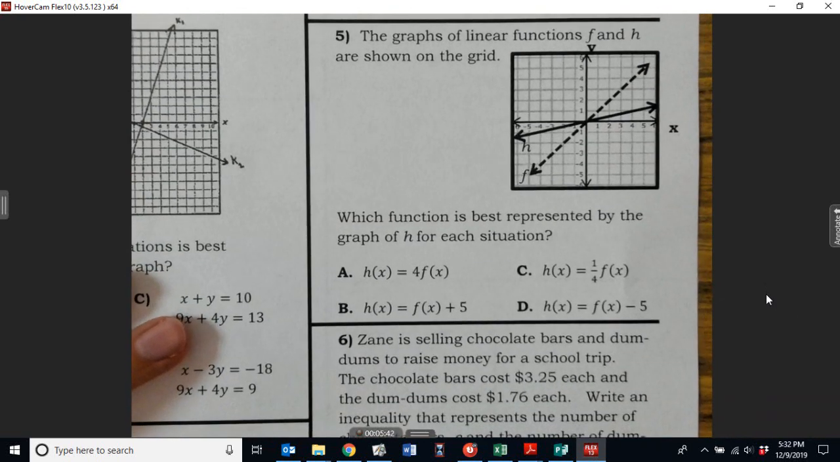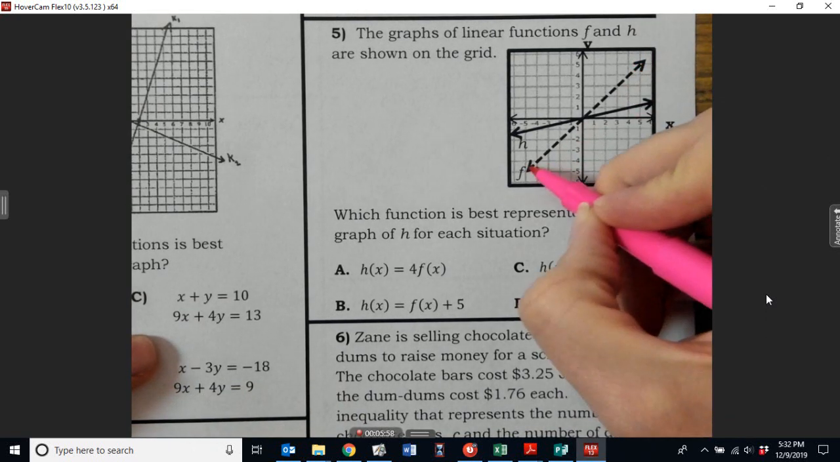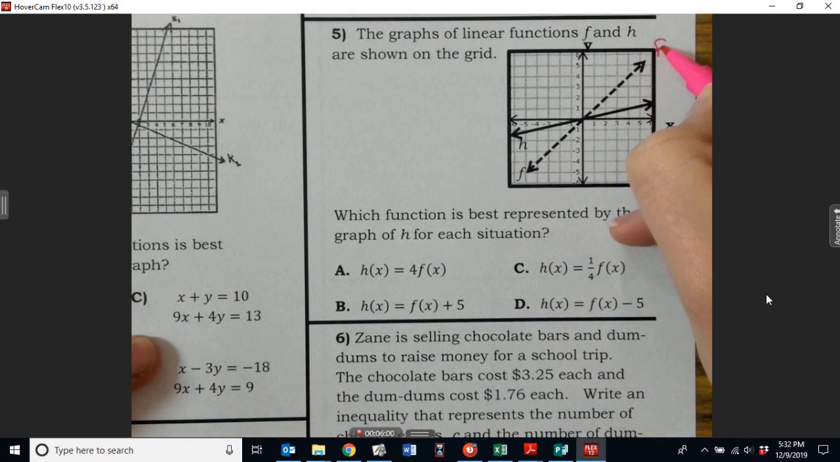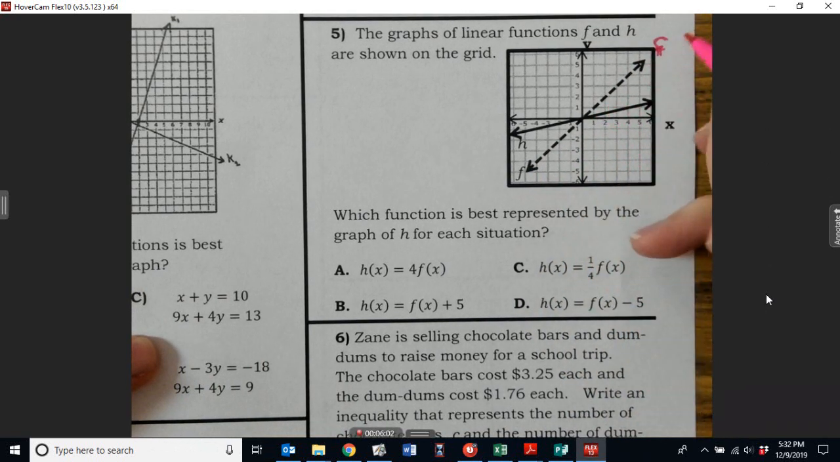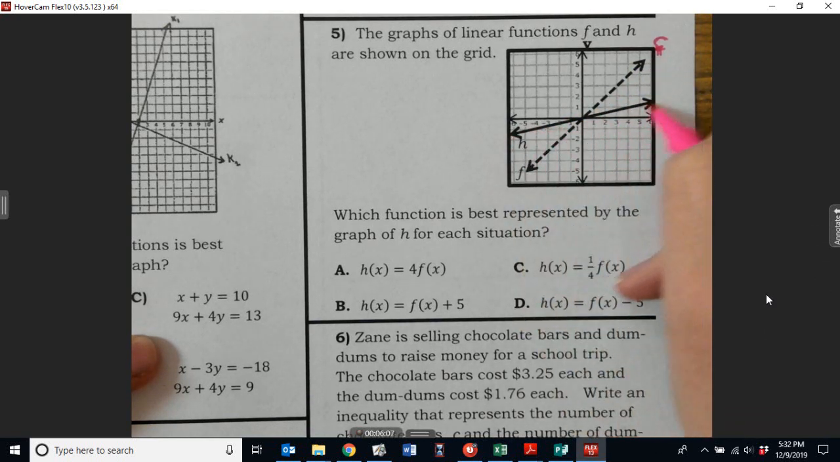All right, number 5. On number 5, it says the graphs of linear functions f and h are shown on the grid. Which function is best represented by the graph of h for this situation? So here is f. If you couldn't tell, that's f. That is your parent function. And then h is right here.